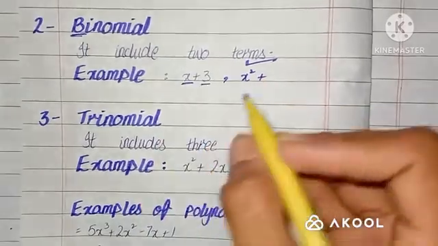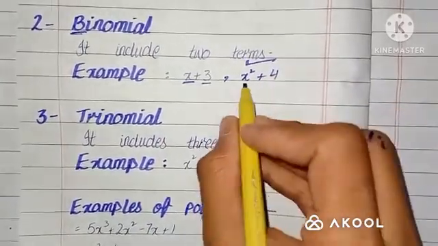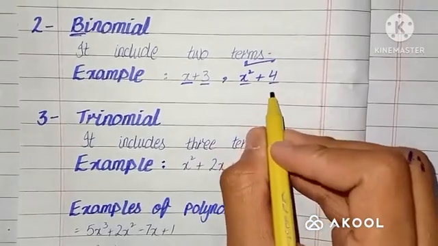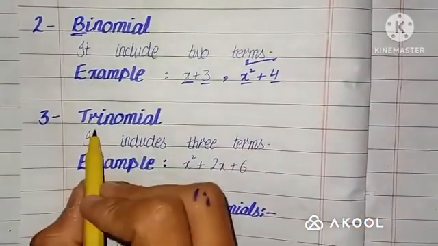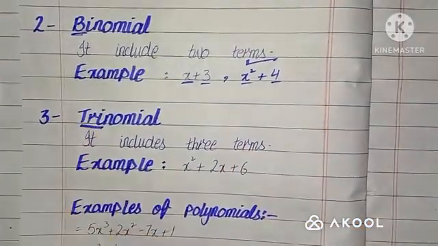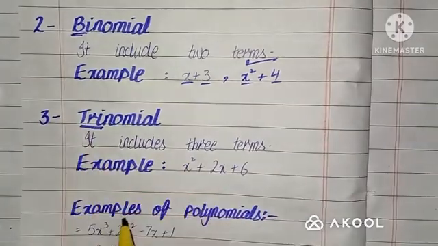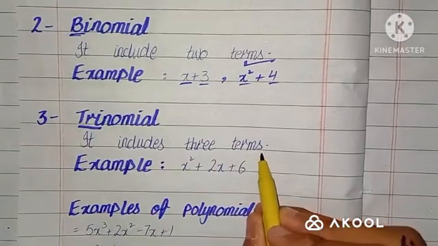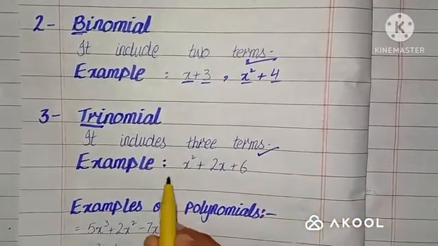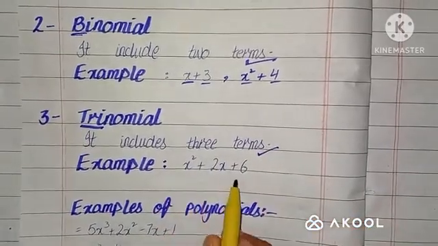We can also include x square plus 4 because it also contains only two terms, x square and 4. After this, let's move on to our third type, which is the trinomial. In this too, tri means 3. So as is evident from its name, trinomial, it means that inside it we have only and exactly 3 terms that can be used. Look here, check this example, x square plus 2x plus 6.